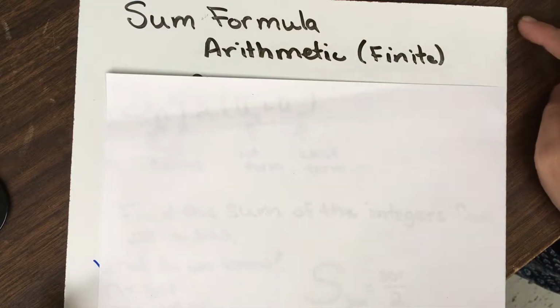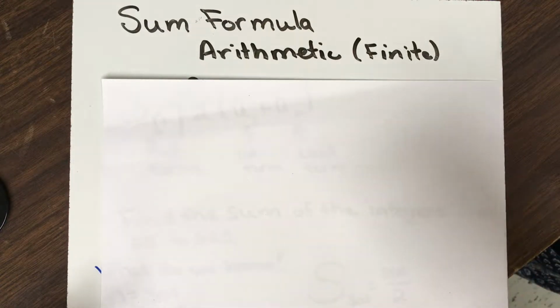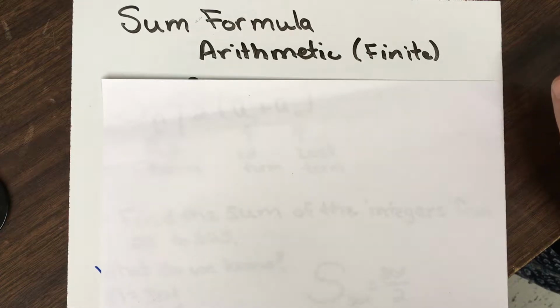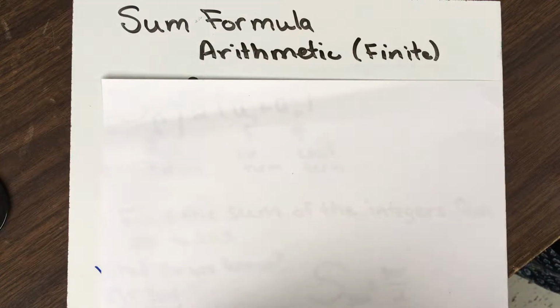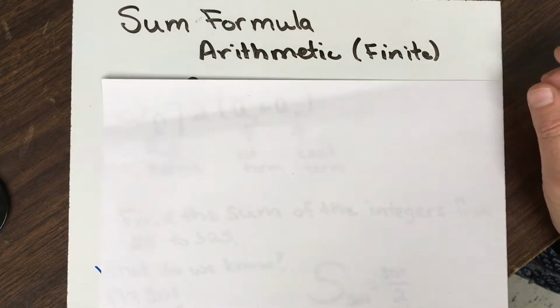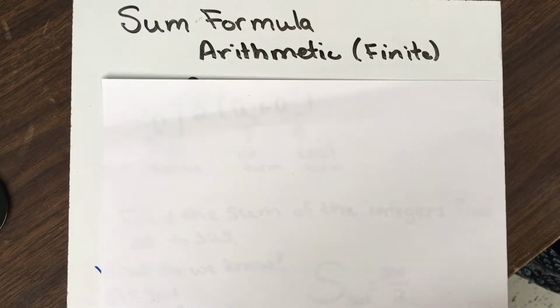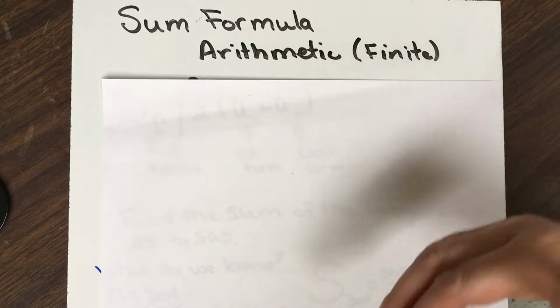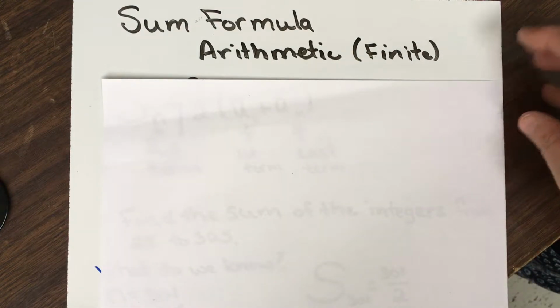All right, so this time we're working with the sum formula for arithmetic finite sequences. This will not work in situations where you have the ellipses at the end of a sequence and it just keeps going on forever and ever. This is a finite amount of information that you're looking for. And of course, with the sum formula, you're looking to add the materials together in some sort of fashion.